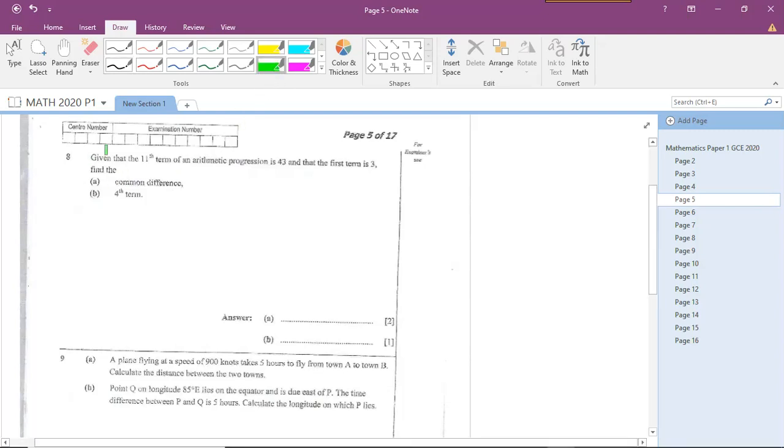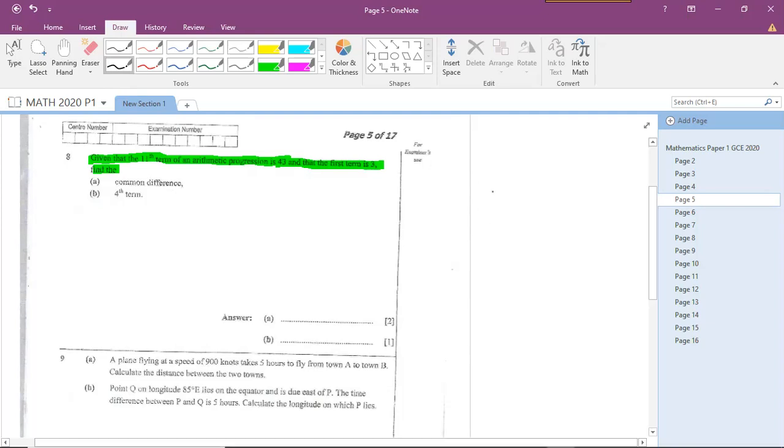We are given that the 11th term of an arithmetic progression is 43 and that the first term is 3. The first thing that we're supposed to find is the common difference. So how we're going to answer this is we're going to use one formula, which is the formula for the nth term of any sequence. The nth term is just any term of that sequence.